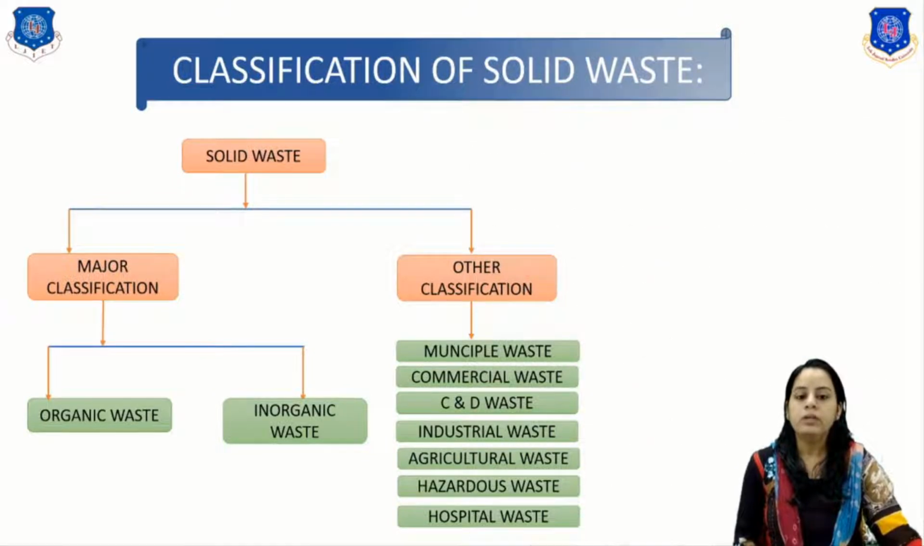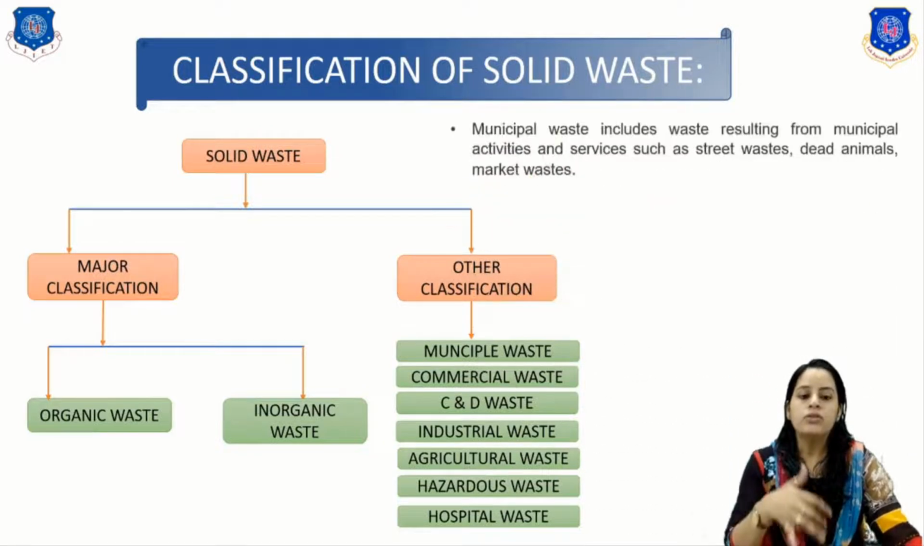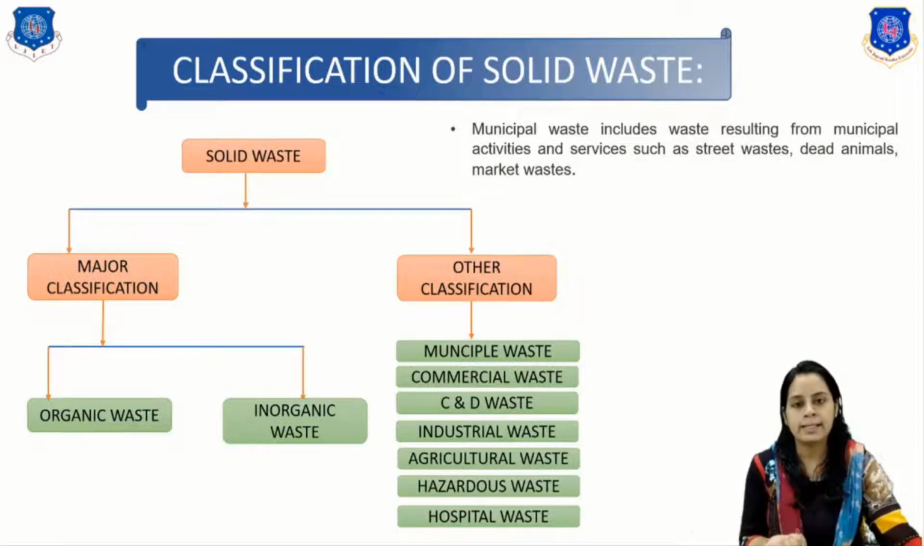Okay. Now, the second classification, which is municipal waste, commercial waste, C and D, meaning construction and demolition waste, industrial waste, agricultural waste, hazardous waste, and hospital waste. Okay, so what is municipal waste? It arises from the various municipal activities like street waste, dead animals, market waste, etc.